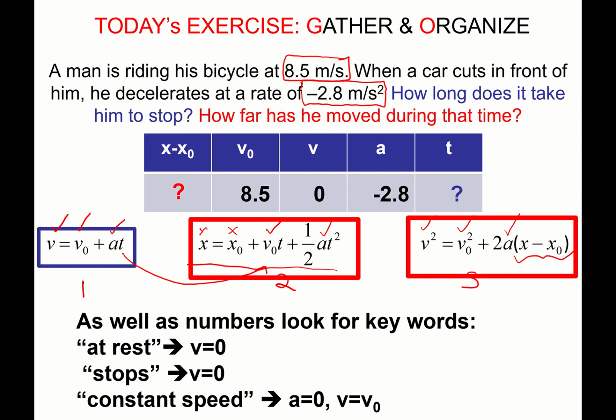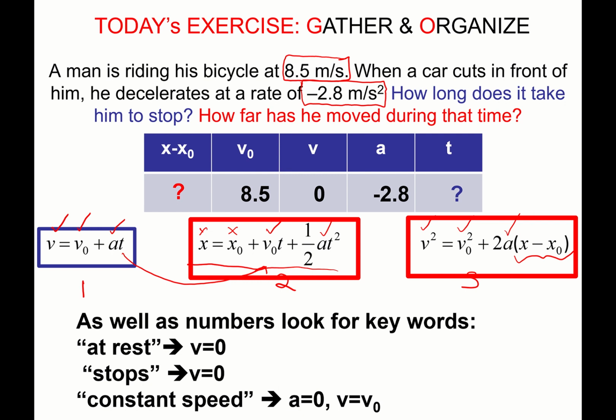And also you'll notice that as well as numbers in the problem, look for keywords. So you notice in this problem, I said he stops. So that told me that the V was equal to 0 at the end. If it says that he's at rest, then that would mean that V equals 0. And if the problem says that something is moving at constant speed, then that would mean that the acceleration is 0 because the speed isn't changing. And so that would mean that your V number and your V0 number would be the same as each other.